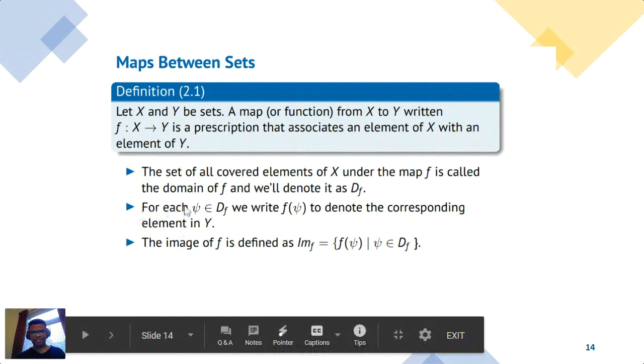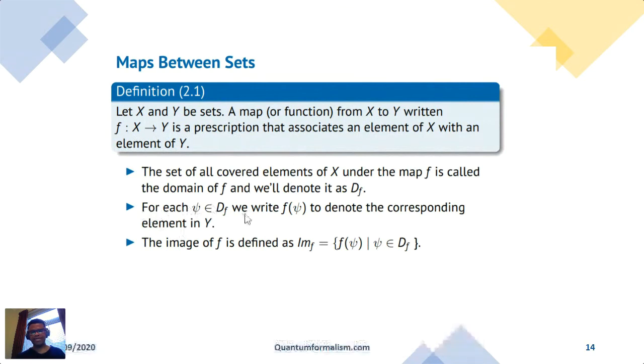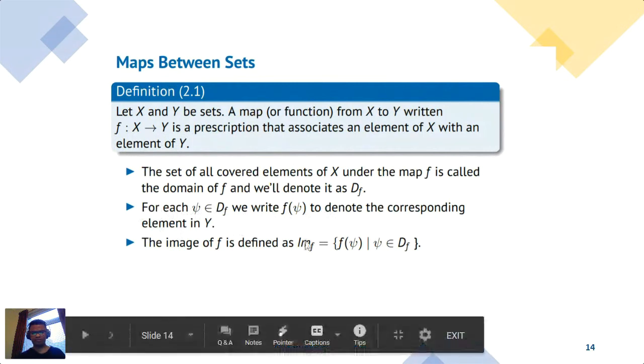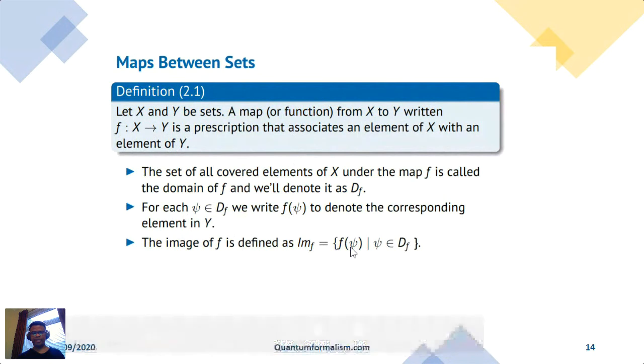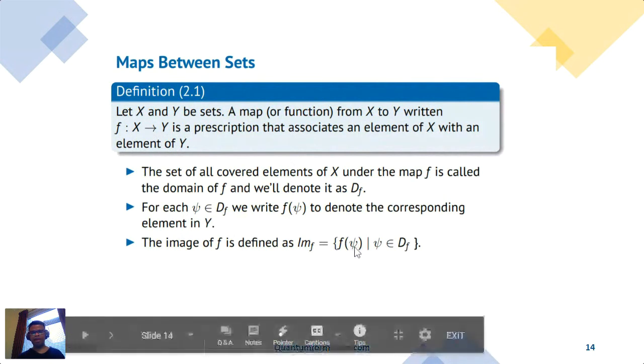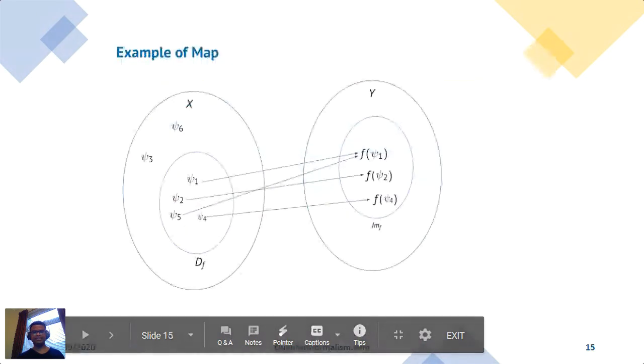So for each psi belonging to DF, we write f of psi to denote the corresponding element in Y. Again, for most of you, this will be kindergarten stuff. And then the set of all f of psi's, so the set of all elements of Y that are mapped from elements of X, is called the image of F. So im of F is defined as f of psi such that psi belongs to the domain of F.